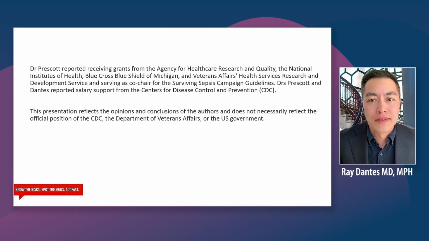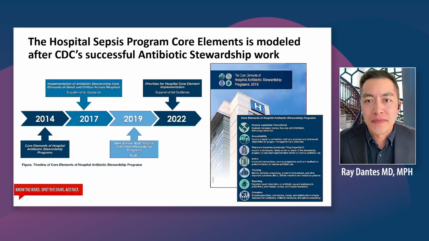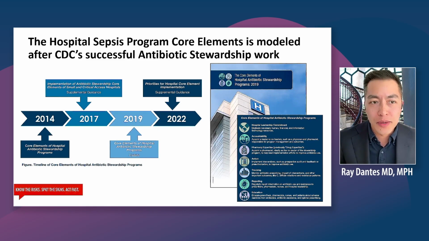The hospital sepsis core elements are modeled after a similar successful initiative in antibiotic stewardship. In 2014, the CDC released the core elements for hospital antibiotic stewardship programs. This is a guide for structuring a program that monitors and encourages appropriate antibiotic use. It doesn't tell you which antibiotics should be prescribed for which patient, but zooms out from the bedside and provides guidance for how you run a quality improvement program that continually improves this aspect of care.